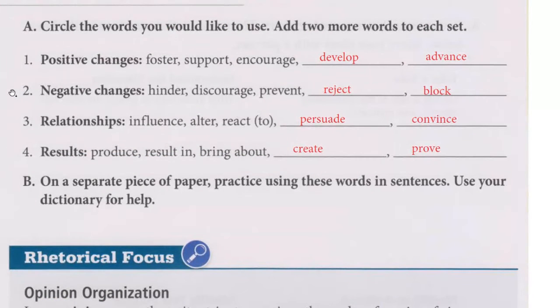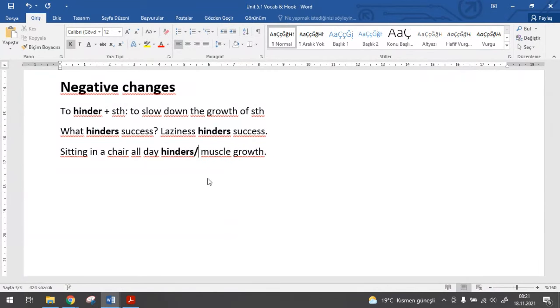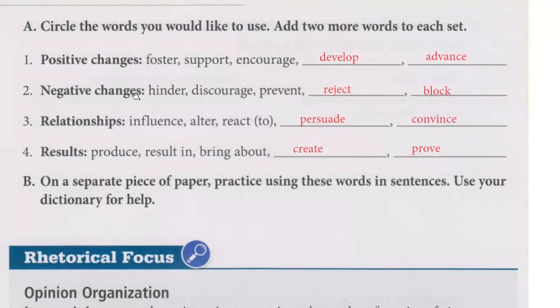If you look at the second list here, what other words do you see which you don't know? So hinder is a new one, I think. Hinder is very similar to discourage. So we can say sitting in a chair all day discourages muscle growth. So you can use them in the same way. Laziness discourages, maybe not here, but prevents.